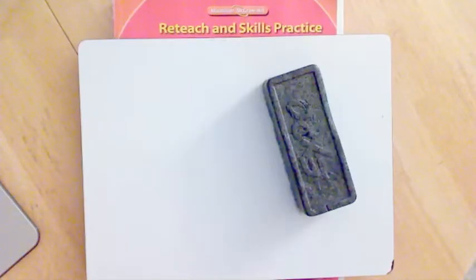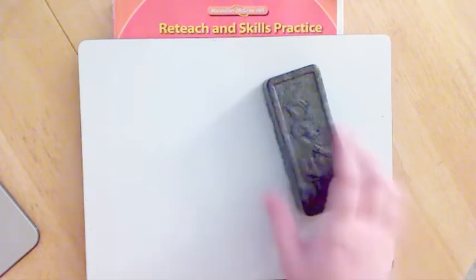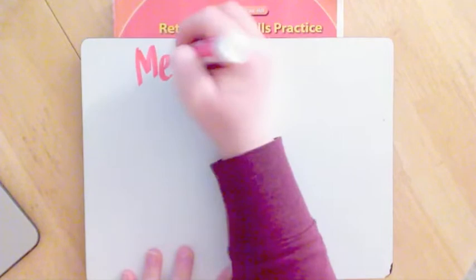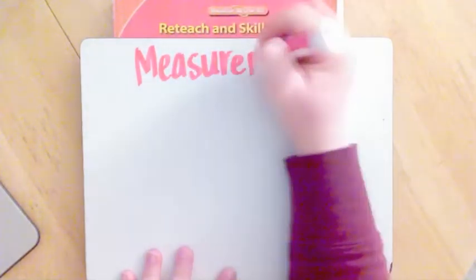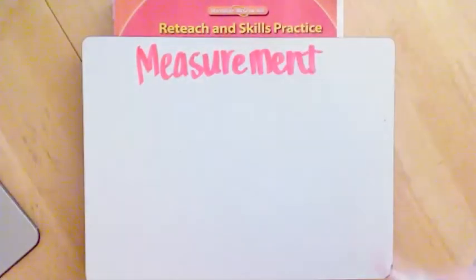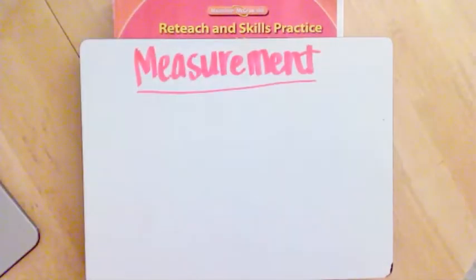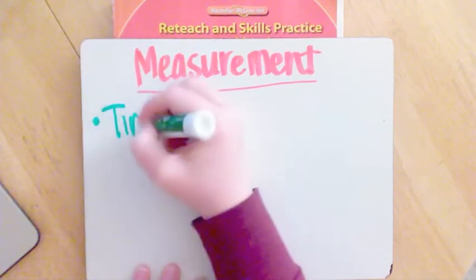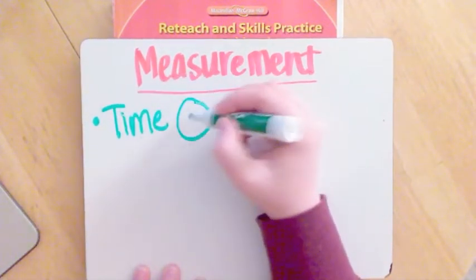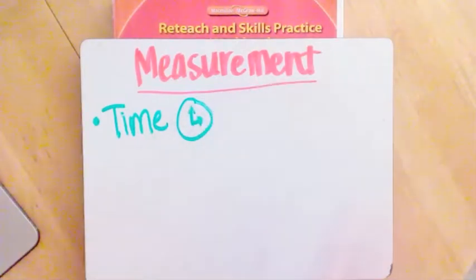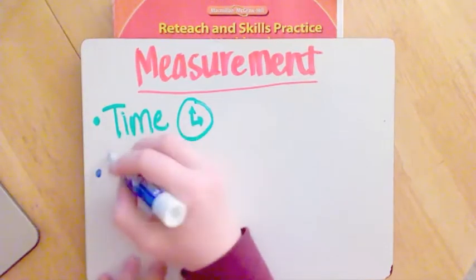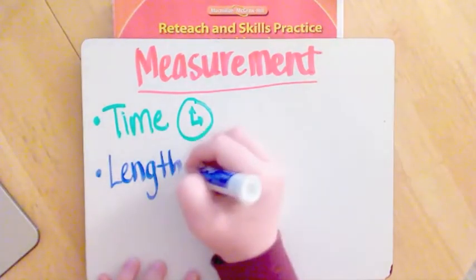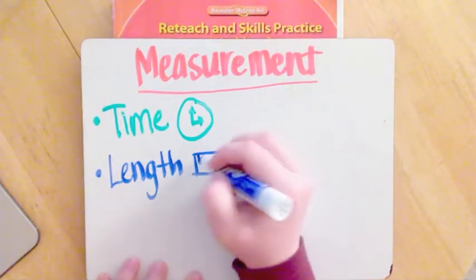Hi, boys and girls, and welcome to Math on Monday. We are continuing measurement. But we are doing a different type of measurement. So far, here's what we have done. We have done time. So we are measuring minutes, hours, and how long it takes to do something. We have measured length. So how long is something?